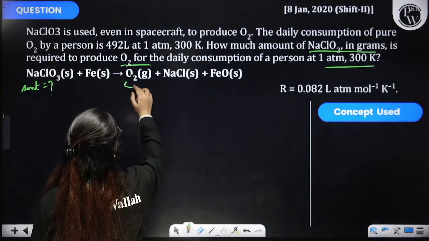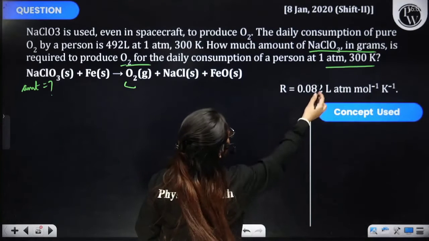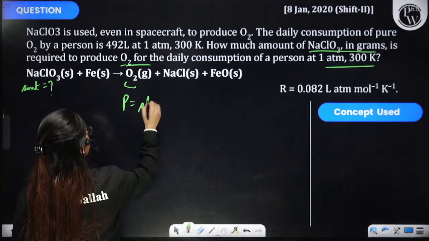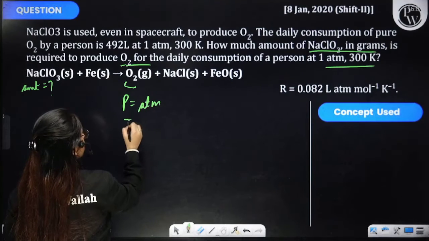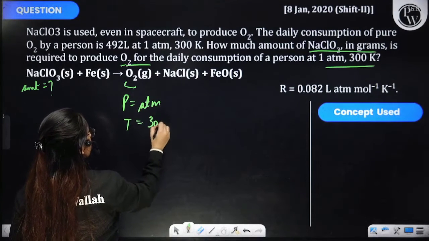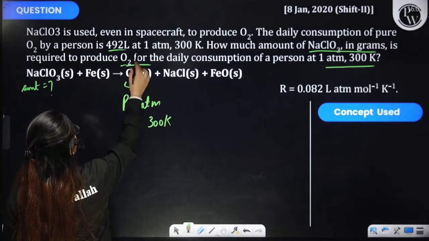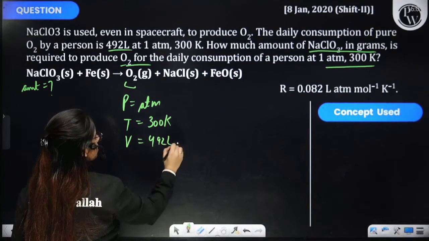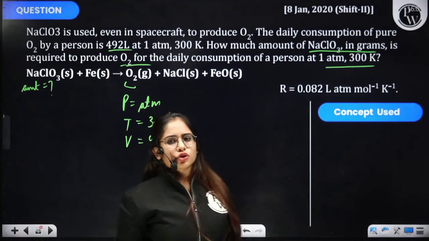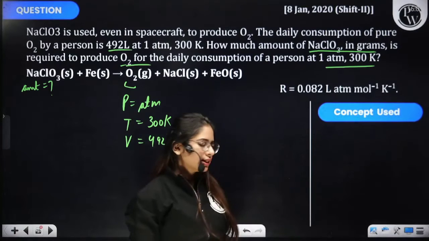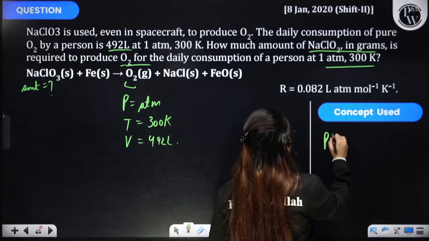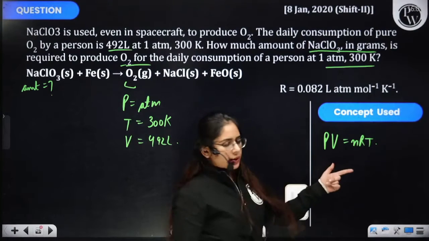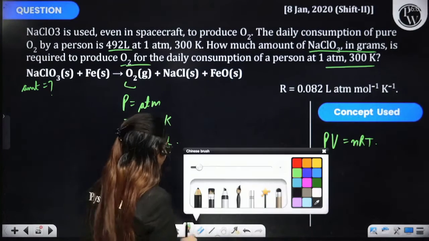To produce oxygen you are having pressure 1 atm, and then temperature 300 Kelvin. Also volume is 492 liter, right? For this you should know the ideal gas equation, that is PV is equal to nRT. So by using this equation we will solve our question.